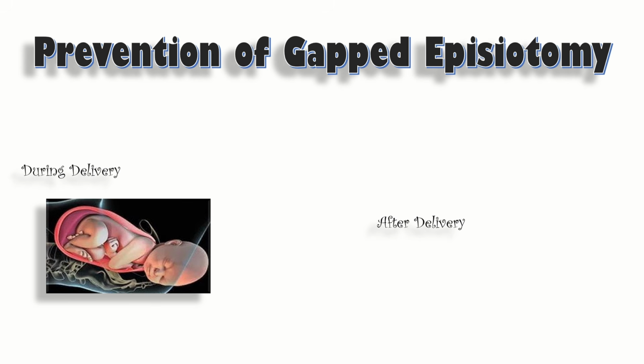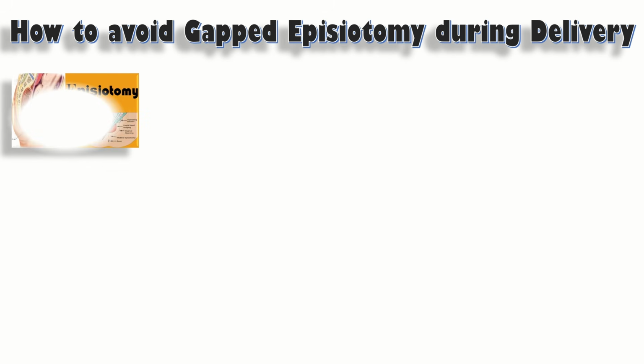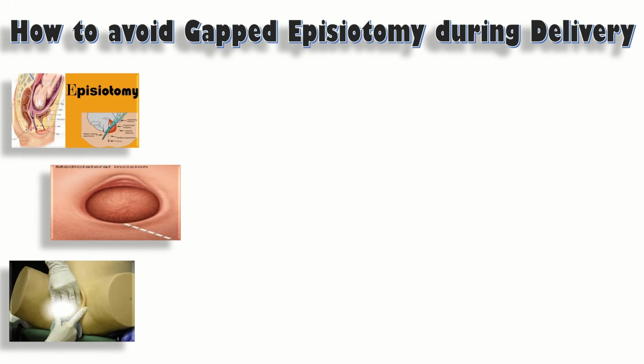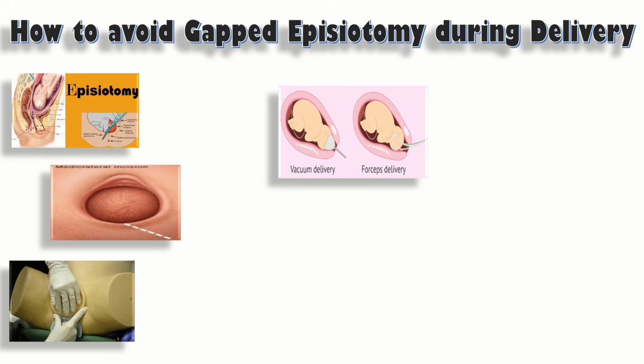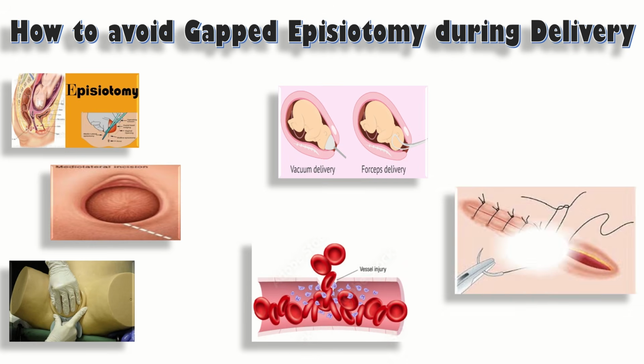How to avoid gaped episiotomy during delivery? Perform episiotomy only when indicated. Avoid routine use. Use a mediolateral episiotomy, which is 60 degrees from the midline at crowning. Support the perineum during crowning. Deliver the fetal head in controlled manner. Avoid unnecessary instrumental trauma. Achieve meticulous hemostasis before closure and close the wound with correct layer technique using absorbable sutures.